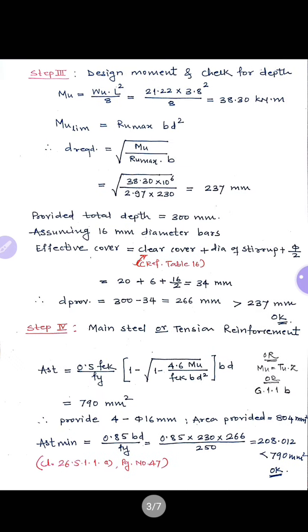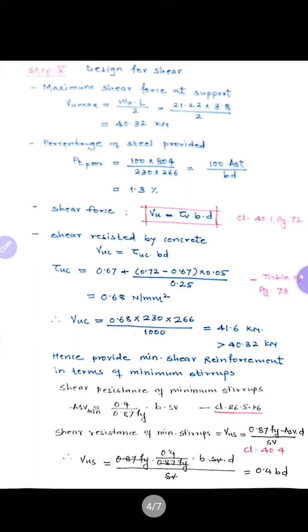We have already calculated area of steel provided for 4 bars of 16 mm diameter. It is 804 mm square. Now, I hope you remember the basic concept of shear designing. In clause 40.1, nominal shear stress is given, which is tau v is equal to Vu by b d. I have just rearranged this equation as Vu is equal to tau v into b d. So this is what I can say is our nominal shear force. Now what we have to do?